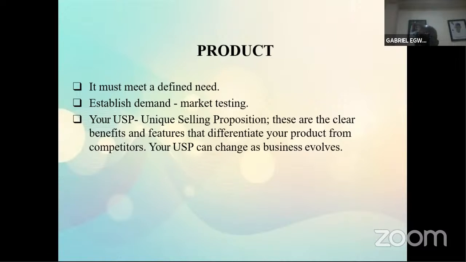Then your unique selling proposition. What is that spectacular thing about your product? What's that clean thing about your product that others don't have? Okay, the benefits and the features that differentiate your product from competitors. That's others in the market. You are not the only person in the market all the time. You must have competition. You understand? Then, as time goes on, you can also change your unique selling proposition. You can add more value to your products. You can change the packaging. You can make it sweeter, and so on and so forth, depending on what you're producing.